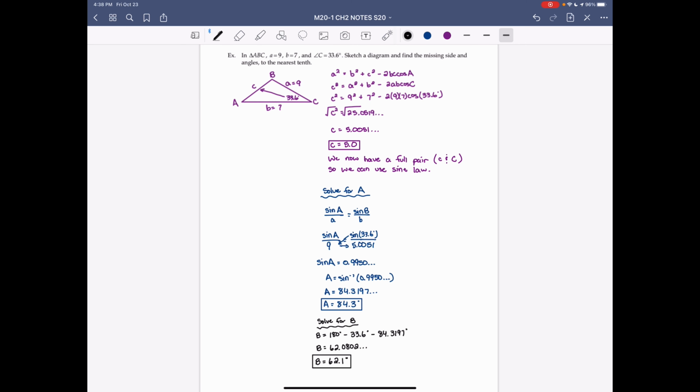There we go. We solved the triangle, we found the missing side and the 2 missing angles. And that brings us to the end of the Chapter 2 notes.